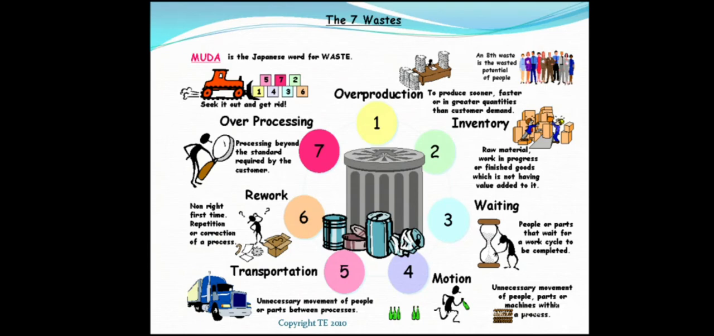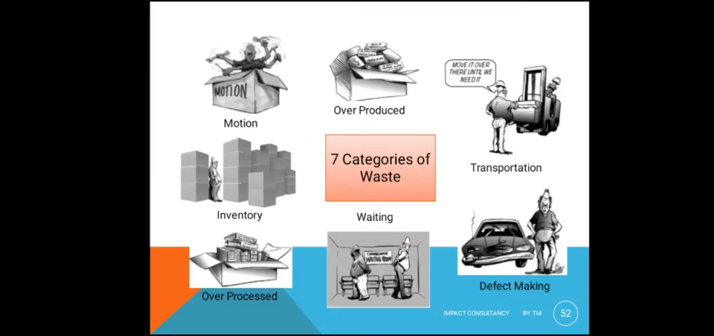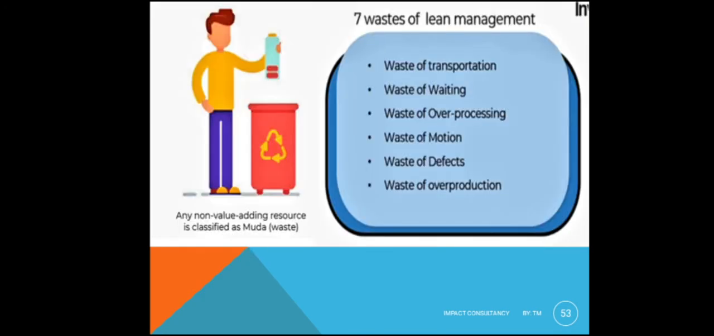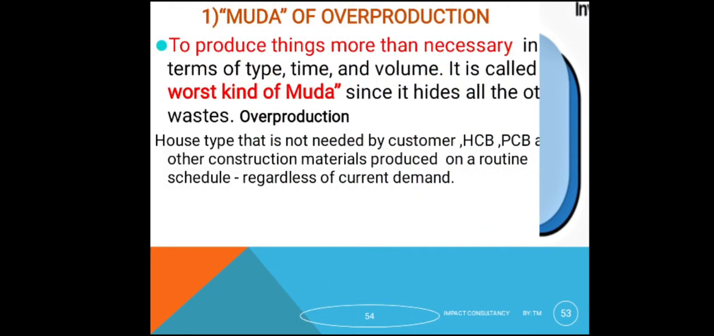So here we symbolically observe the 7 deadly wastes. Let us see them one by one. In general, the 7 wastes of lean management are waste of transportation, waste of waiting, waste of overprocessing, waste of motion, waste of defects, and waste of overproduction, as we said now.